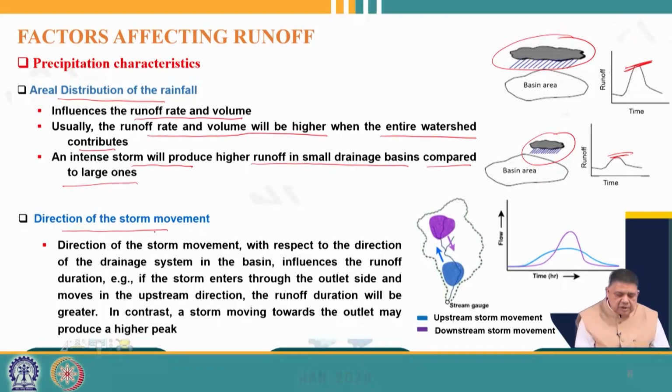Then comes the direction of storm movement. As we discussed, the storm could move in the upstream direction, that is, starting from the outlet. This is the outlet.